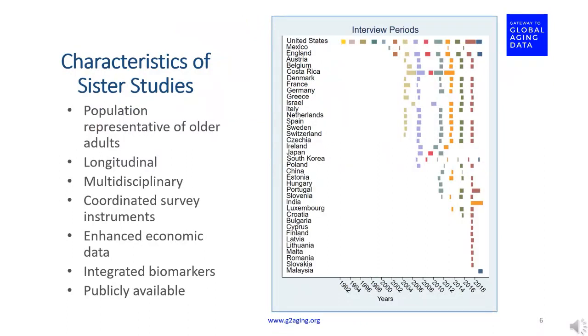They are longitudinal, so they follow the same person over time. These studies are also multidisciplinary, so they are not solely focused on health or economics, but they try to capture many different parts of participants' experiences. They also have enhanced economic data and integrated biomarkers. Finally, the data collected from these studies are publicly available for researchers to use for free anywhere in the world. In the graph on the right, you can see the interview periods for some of the other sister studies.